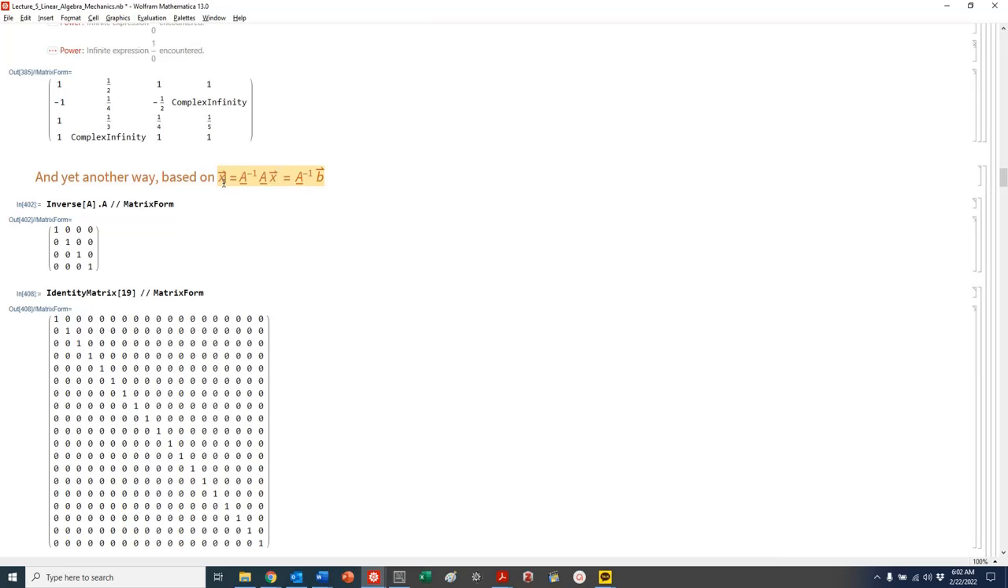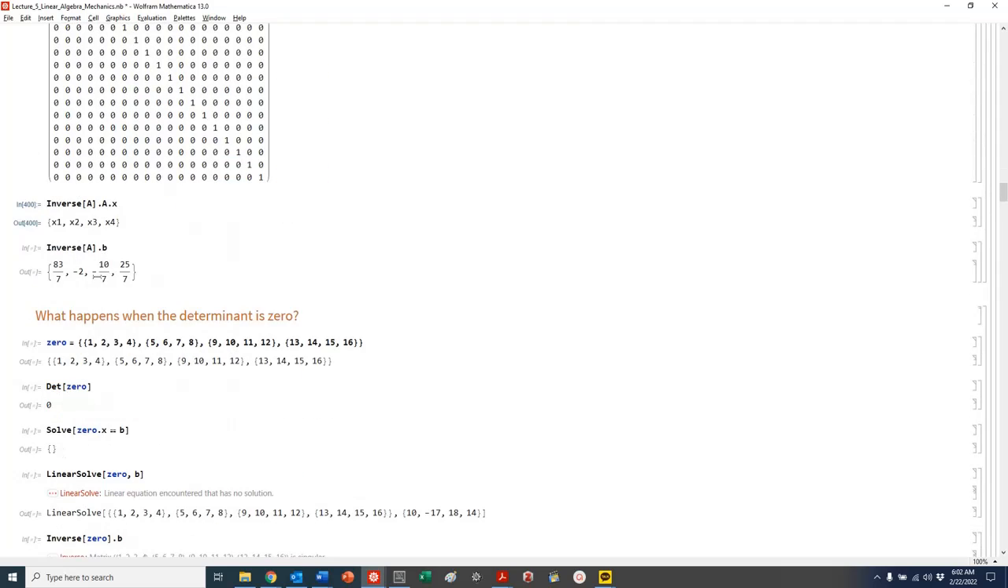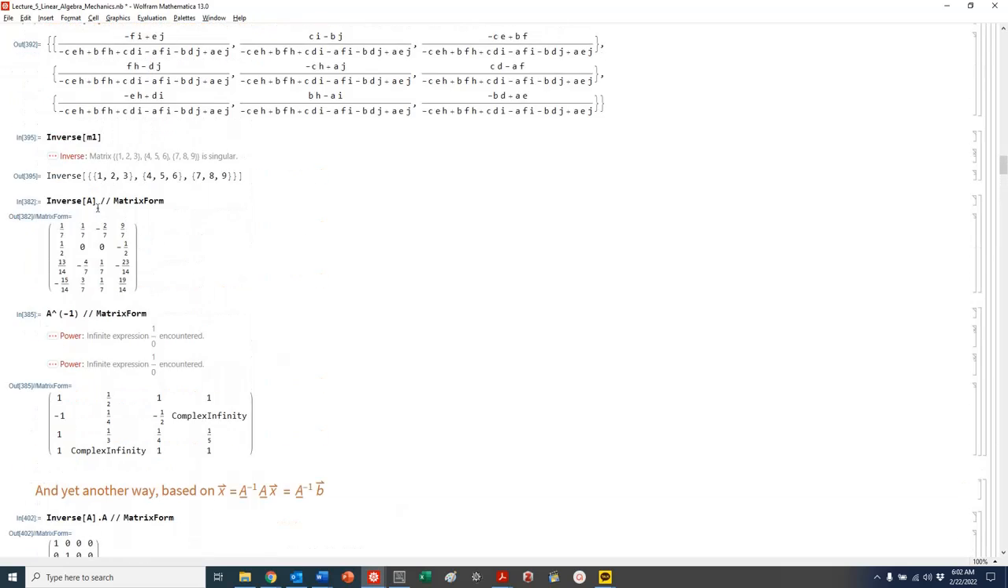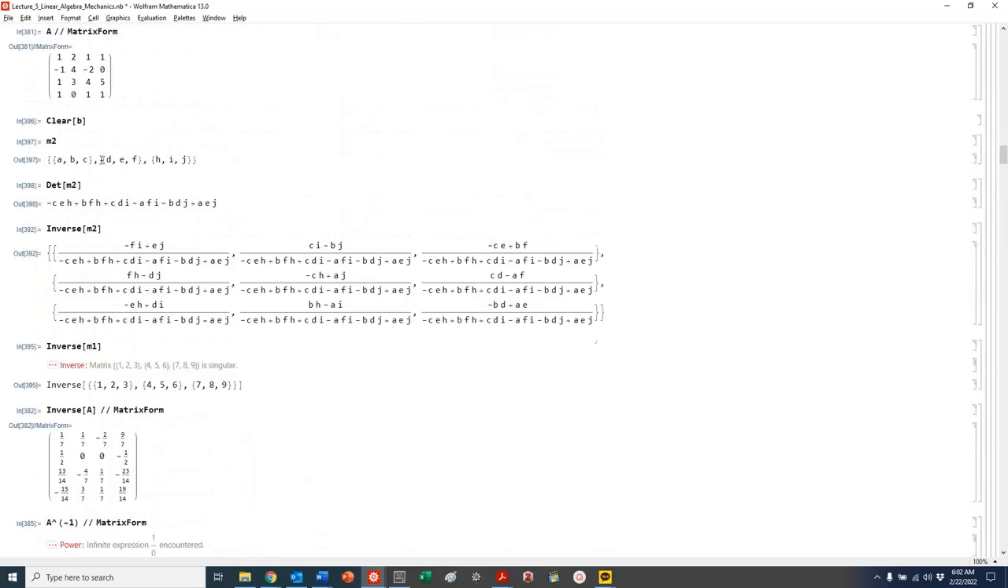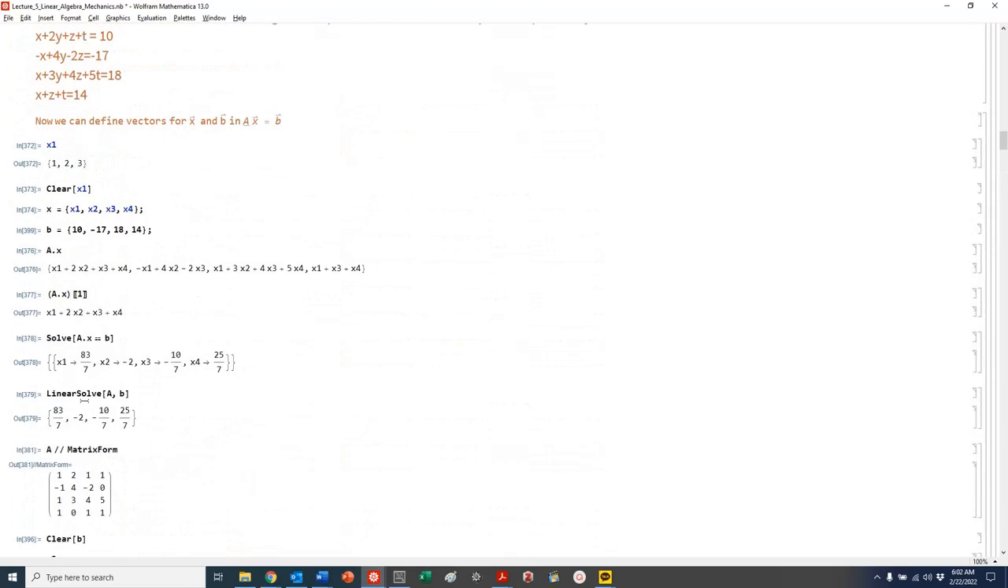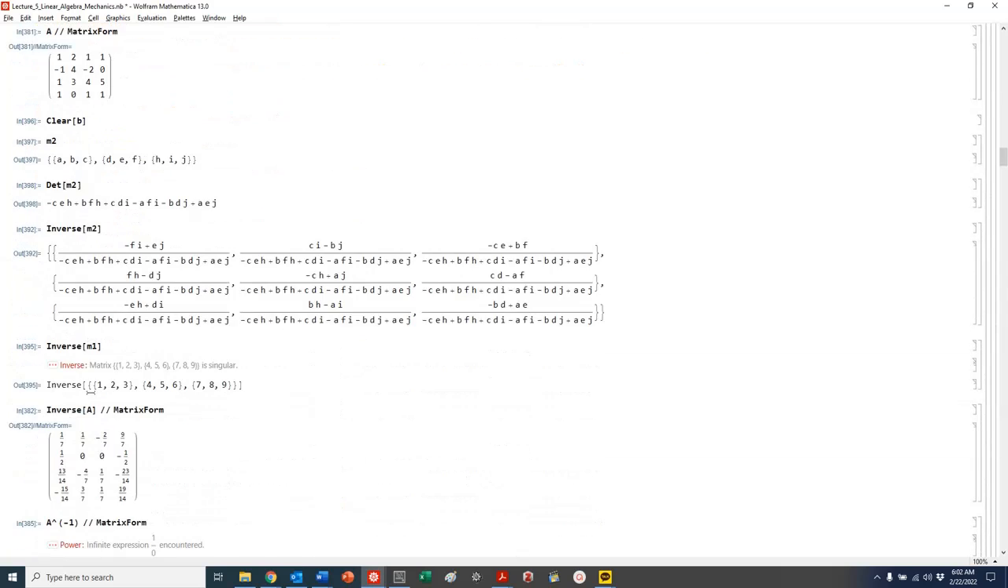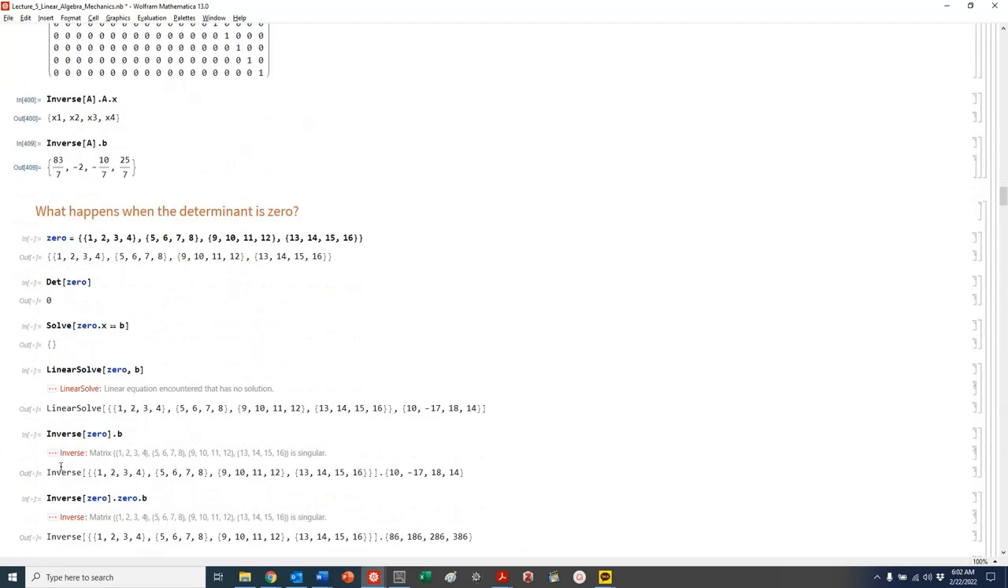But I could also solve for the value of X, which will be equal to the inverse A dot B. And when I do that, these are the same solutions as we got with solve here. So you can solve these problems in very similar ways. This is one of the beautiful parts of linear algebra: we can solve equations in multiple ways and figure it out.